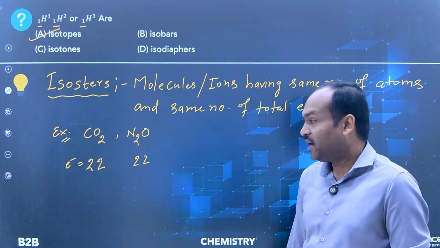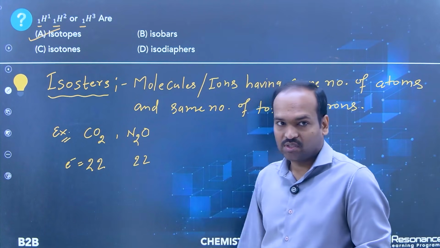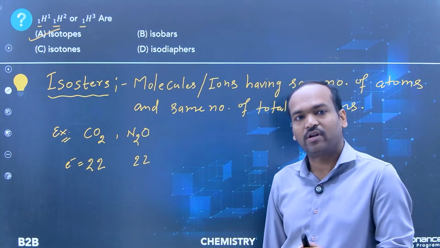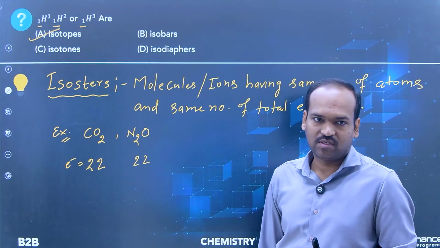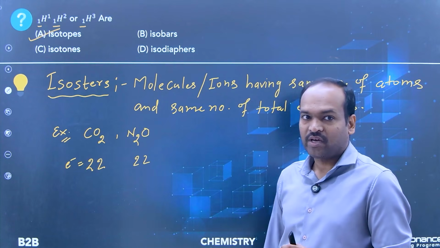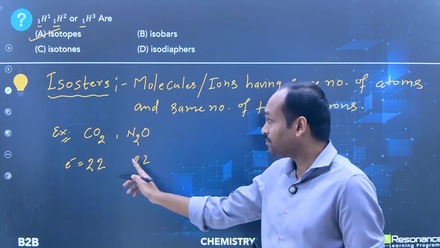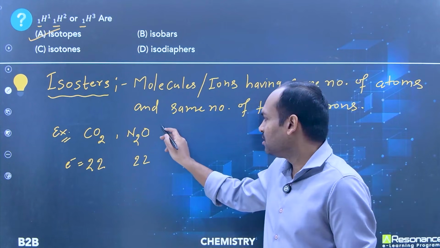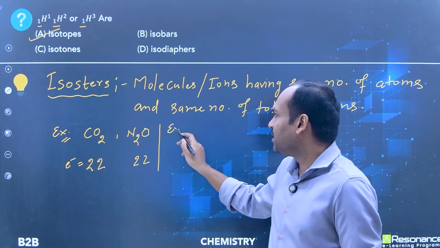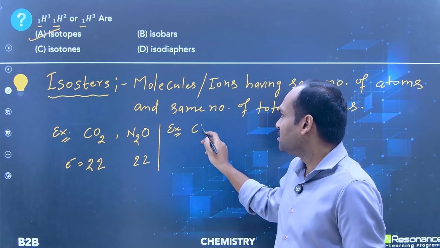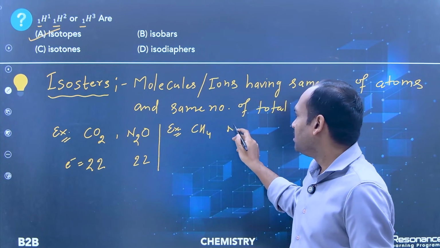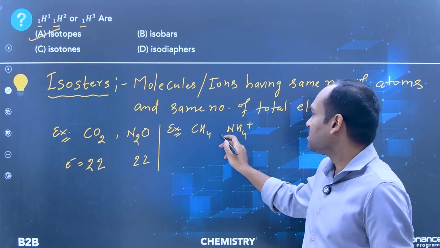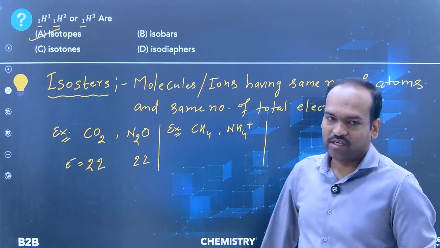So they have the same number of electrons and atoms. CO2 is triatomic, and dinitrogen monoxide is also triatomic. They have three atoms. So they are isosters. Next, if I take the example of CH4 and NH4 plus.